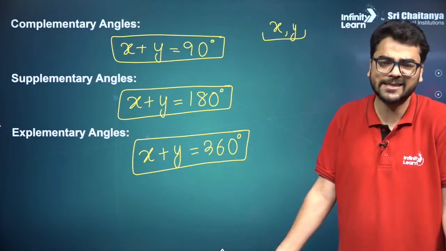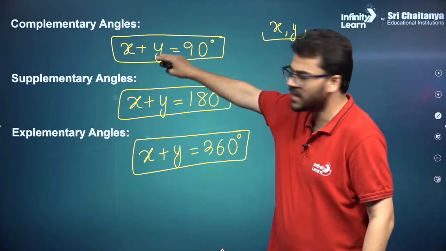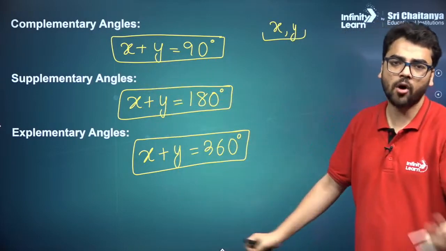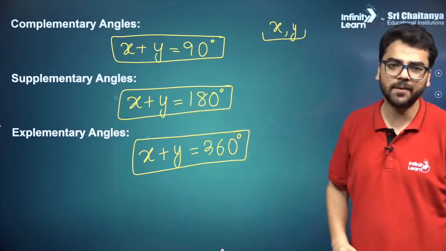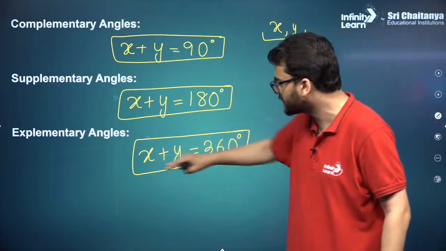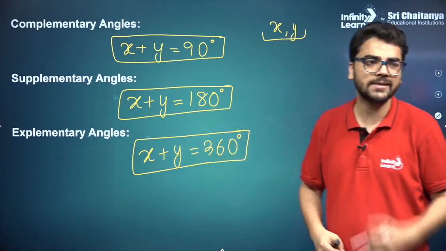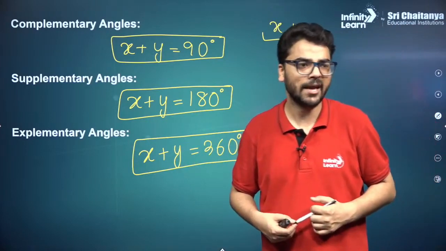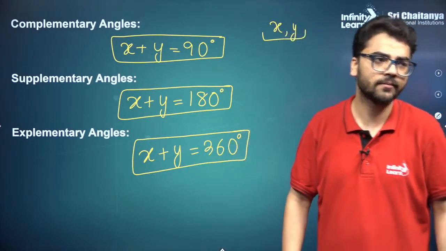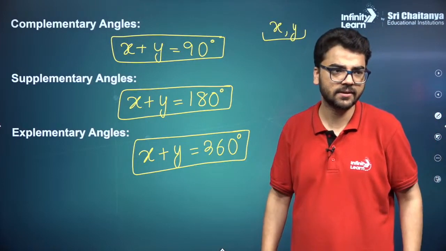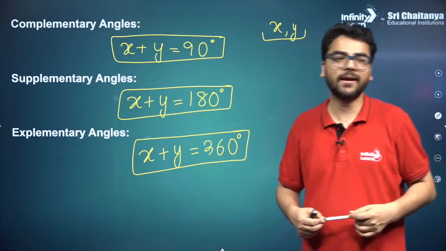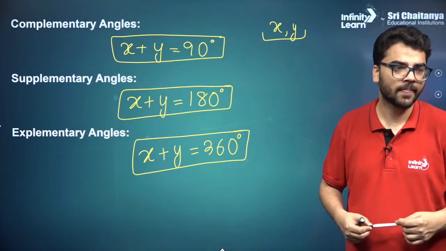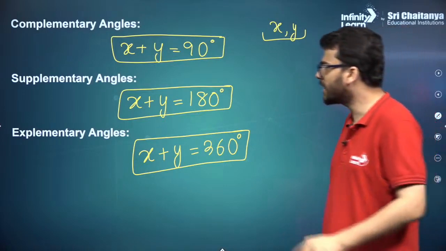Any doubt in that? It is definition. Two angles whose sum is 90 degrees are complementary angles. Two angles whose sum is 180 degrees are supplementary angles. And two angles whose sum is 360 degrees are explementary angles. Is it clear to every student over here? Very basic definition, is it? Thanks, Aditi. I hope it is clear. Any doubt in that? Just confirm that basic logic.